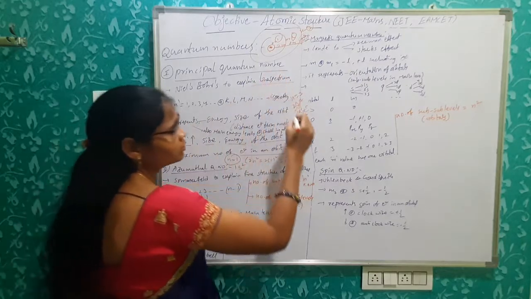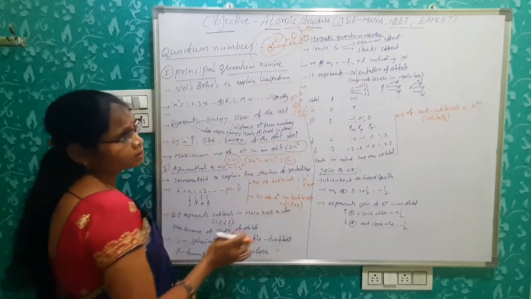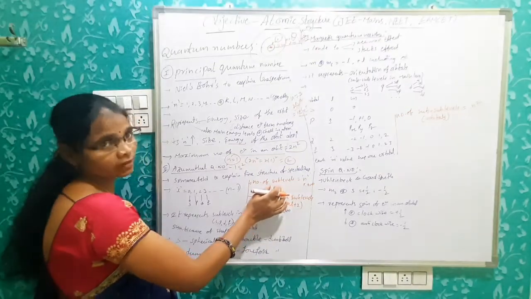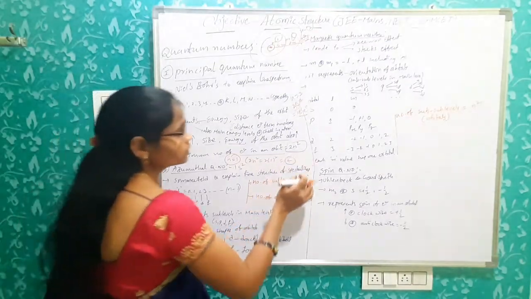In the third energy level, which orbitals are present? You will be clear about that in sublevels. Okay, so I will show you here.